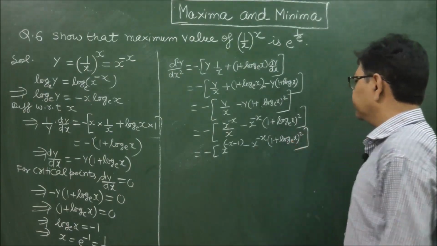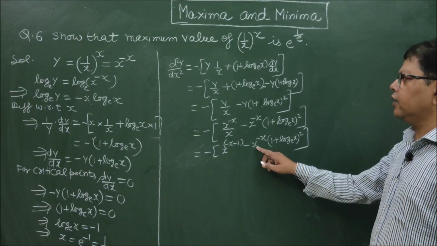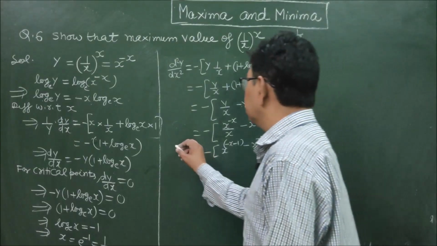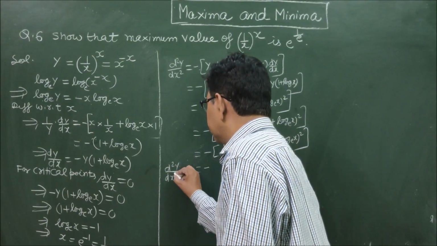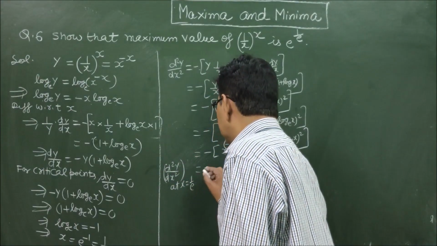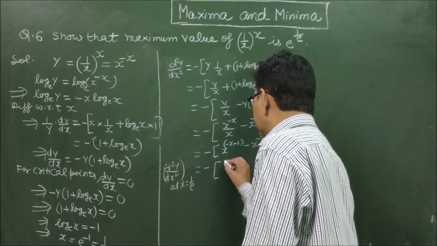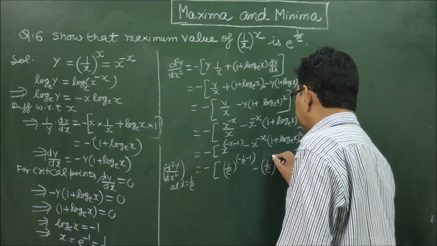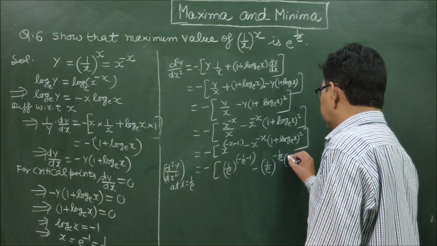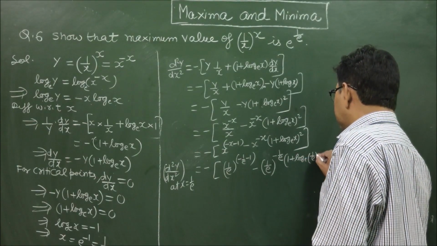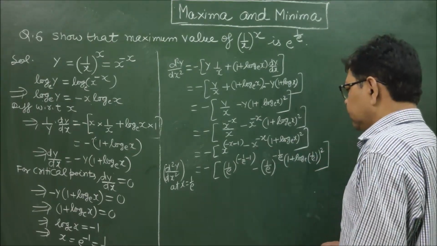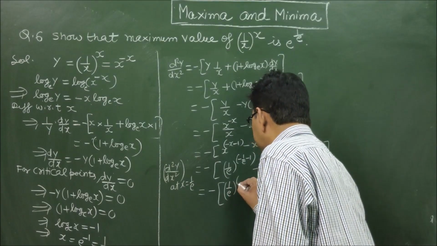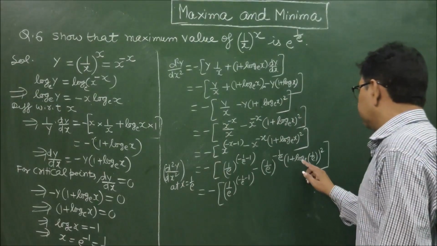whole square. Now putting x is equal to 1 upon e here, d square y over dx square at x is equal to 1 upon e is equal to minus (1 upon e) raised to the power minus 1 upon e minus 1, minus (1 upon e) raised to the power minus 1 upon e into (1 plus log e (1 upon e)) whole square, which is equal to minus (1 upon e) raised to the power minus 1 upon e minus 1, and here 1 plus log 1 upon e.